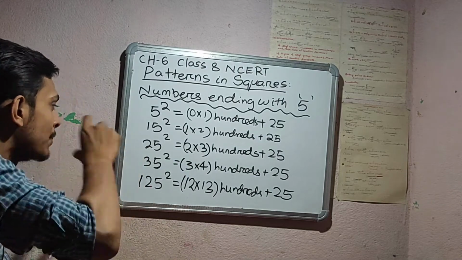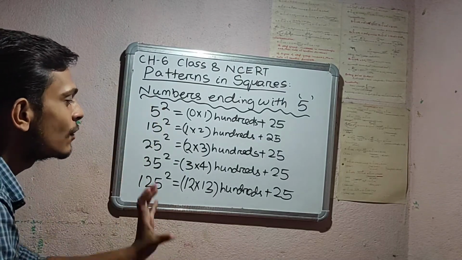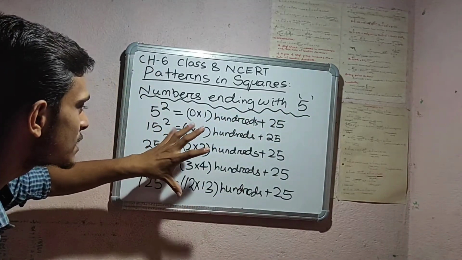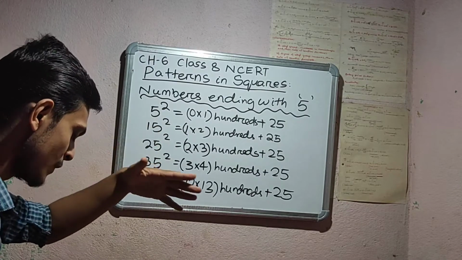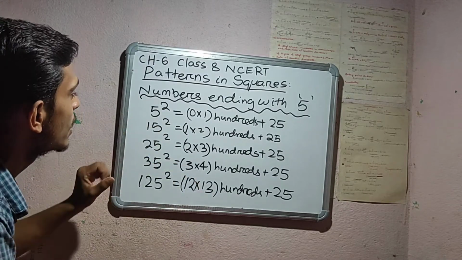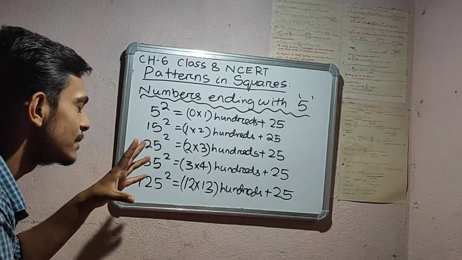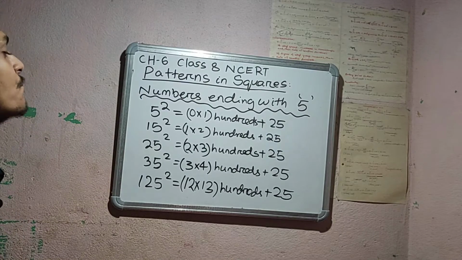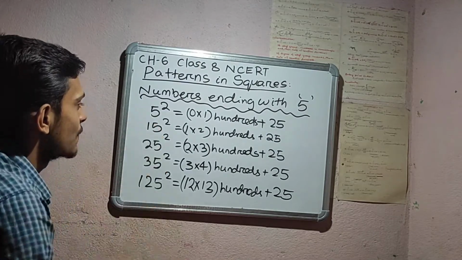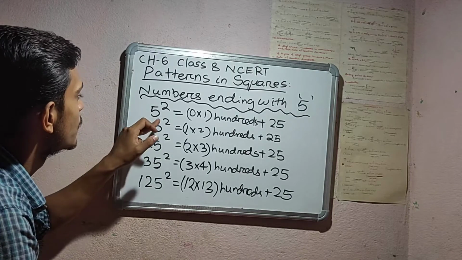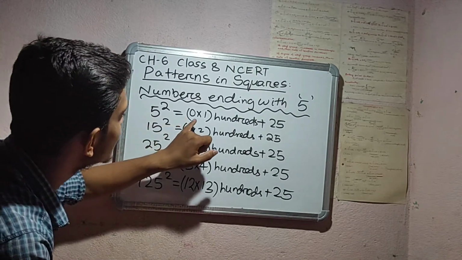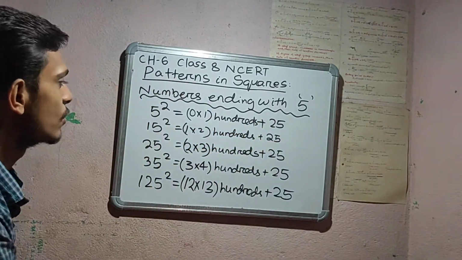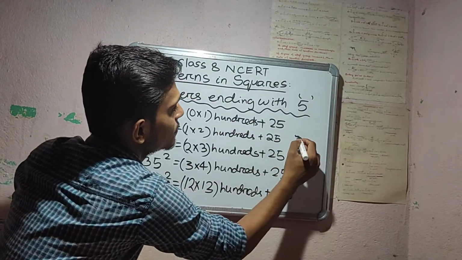After this example we will generalize the formula for finding the square of a number ending with digit 5. First you have to see the previous exercise, 6.1, where we observed the pattern and found the missing digit. In the same way we have to observe how the pattern is organized. So see, 5 square: the first number is 5. 5 is written as 0 multiplied with 1 hundreds plus 25. Yes or no? The square of 5 is how much?